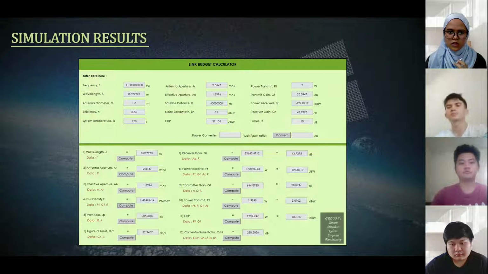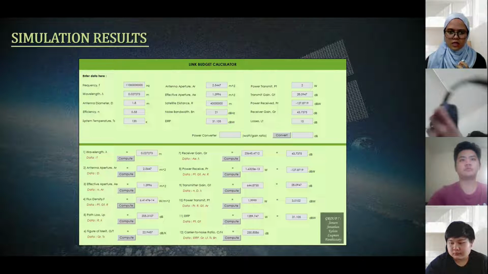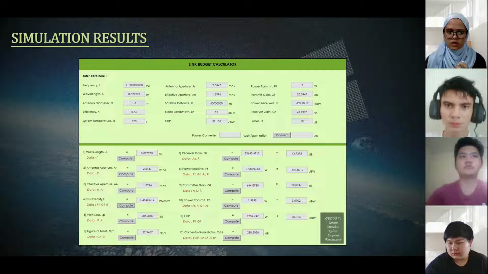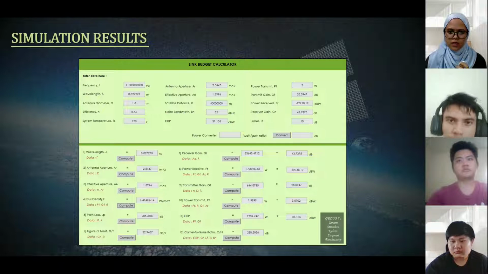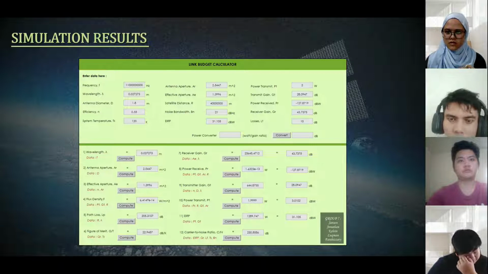Okay, so as for the simulation results, this is the output from the design that we have done in Matlab GUI. As we can see, at the enter data here, we input the data that we already assumed and discussed before. And then below here is where the calculation will be done. So as we have the value of frequency and the assumed value, we can compute each of the values and calculate until we get the results. For the next slide.